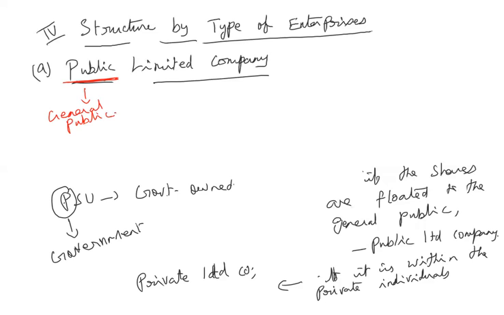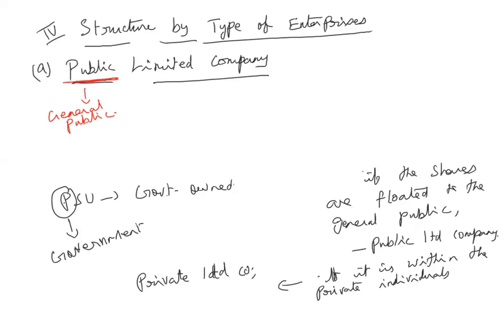Okay, that is a major difference. So if the shares of the company are offered to the general public, then that company becomes a public limited company. Even government companies can float their shares to the general public, so then they can be registered as public limited companies. Even private sector companies can also float their shares to the general public. So there is a difference.